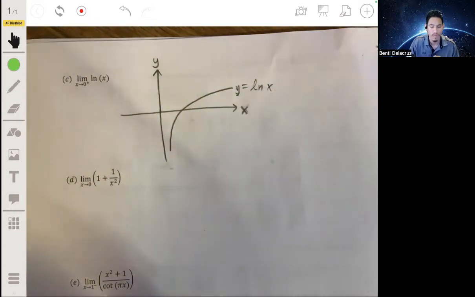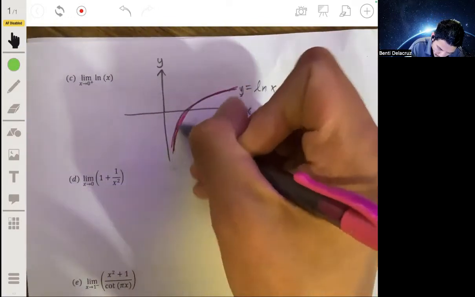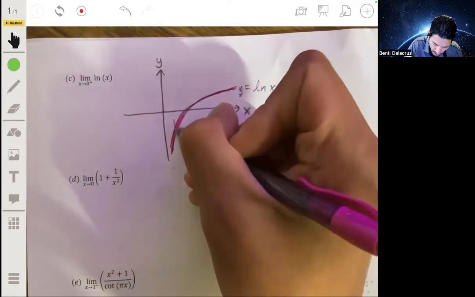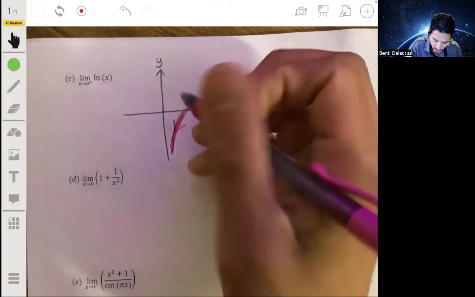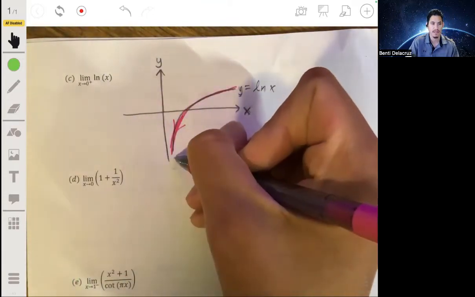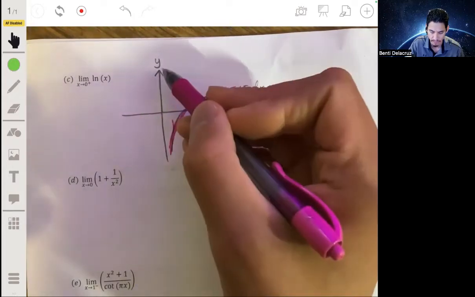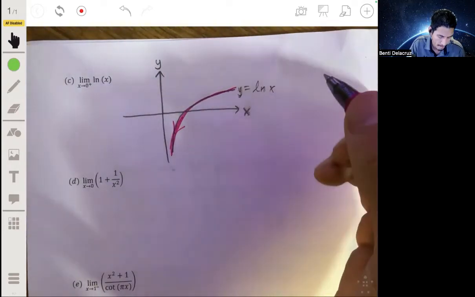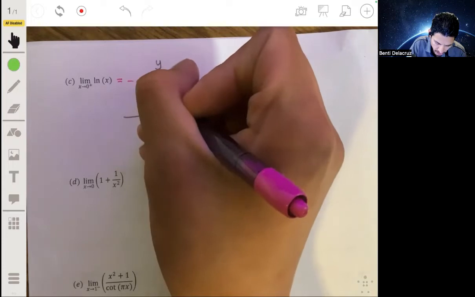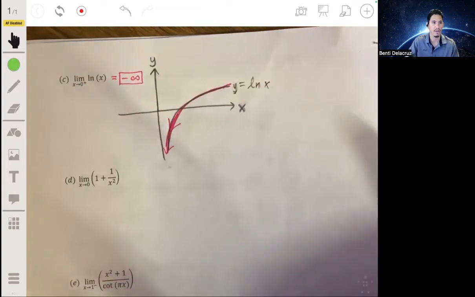So let me just make it in pink. We're talking about it going towards 0 only from one side, and it's getting very, very small, infinitely negative. So it essentially has an asymptote at x equals 0 because it's not defined for 0. So this is just equal to negative infinity. It's pretty straightforward as long as you know the graph, because we're going, again, infinitely downward.